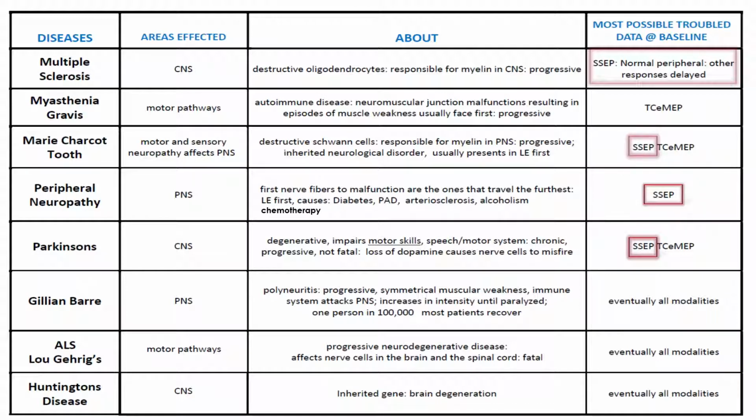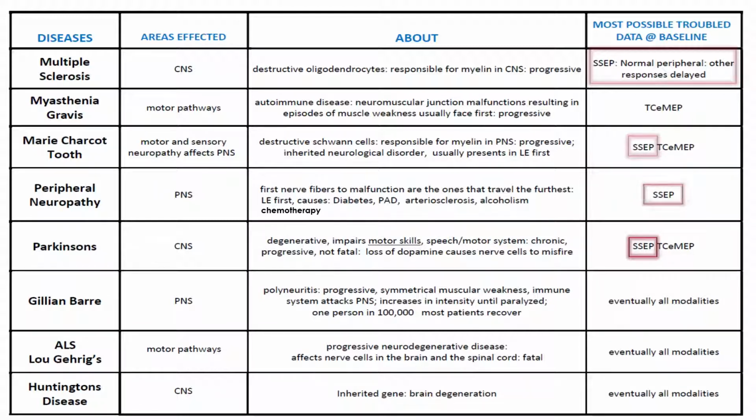Charcot-Marie-Tooth. This is a destruction of Schwann cells, and we know the Schwann cells produce the myelin in the peripheral nervous system. It's a progressive, inherited neurological disorder, and it usually presents in the lower extremity first. You will see problems with motor and sensory in these patients, which means you're going to have a problem with your SSEP. It's a progressive peripheral nerve problem, so that peripheral response will be affected as well as all the responses following.